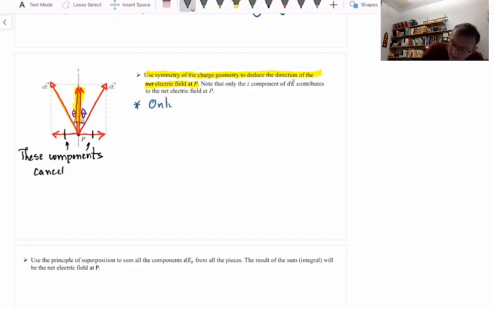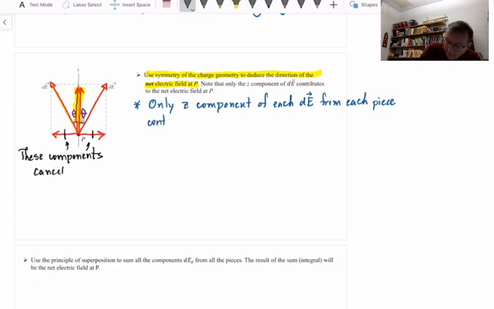So only z components, this is the key point. Only the z component of each dE from each piece contributes to the net electric field at P.